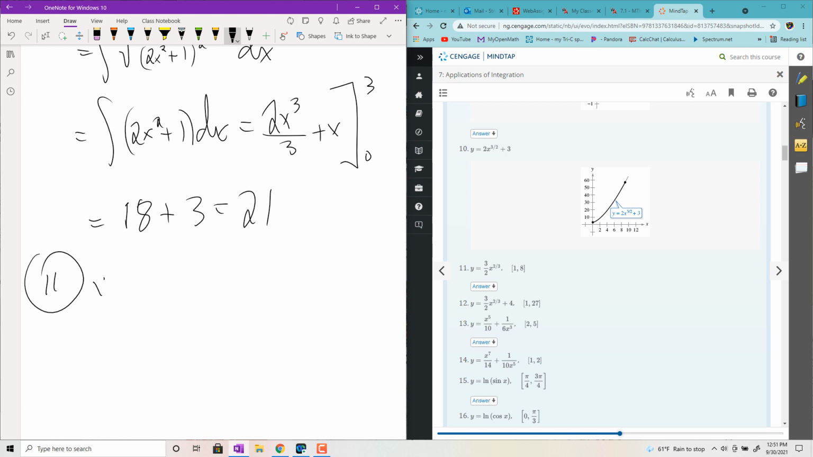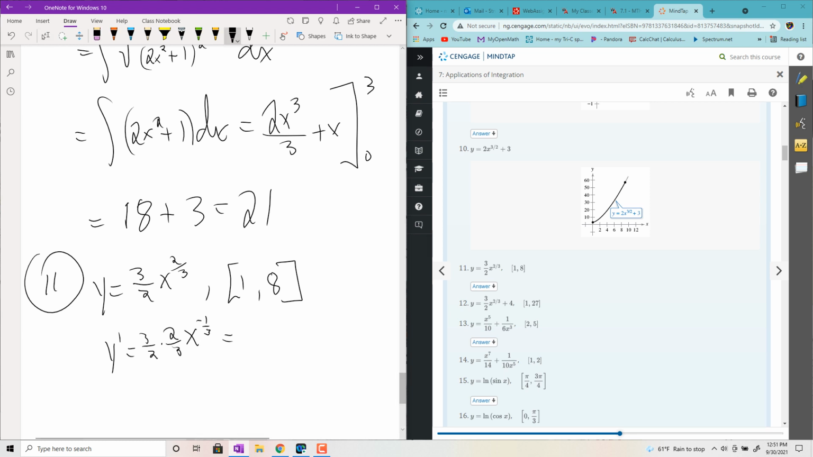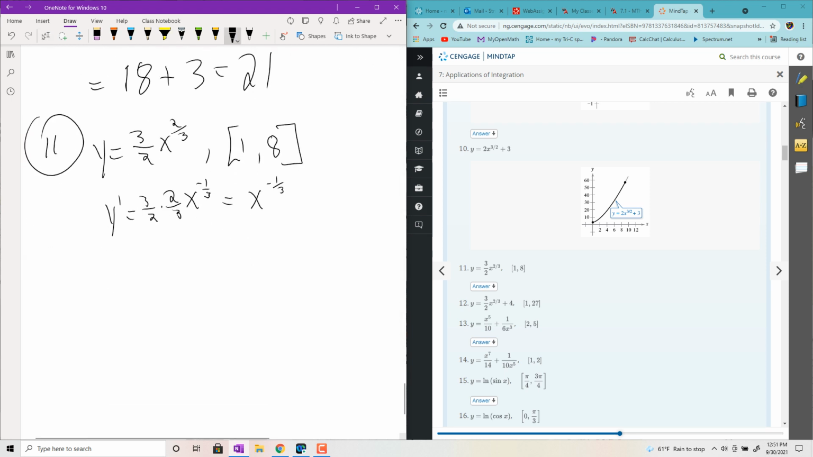Okay, so number 11, y equals 3/2 x to the 2/3 from 1 to 8. I need the derivative, so it's going to be 3/2 times 2/3, x to the 2/3 minus 3/3, which is minus 1/3. Clean that up so I can put it into my integral. It's going to just be x to the negative 1/3. Okie dokie. So s is equal to the integral from 1 to 8 of the square root of 1 plus x to the negative 2/3 when I square it, dx.